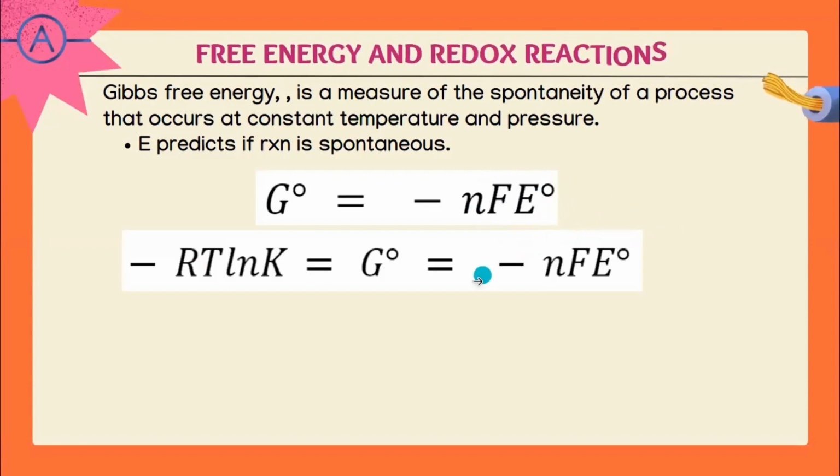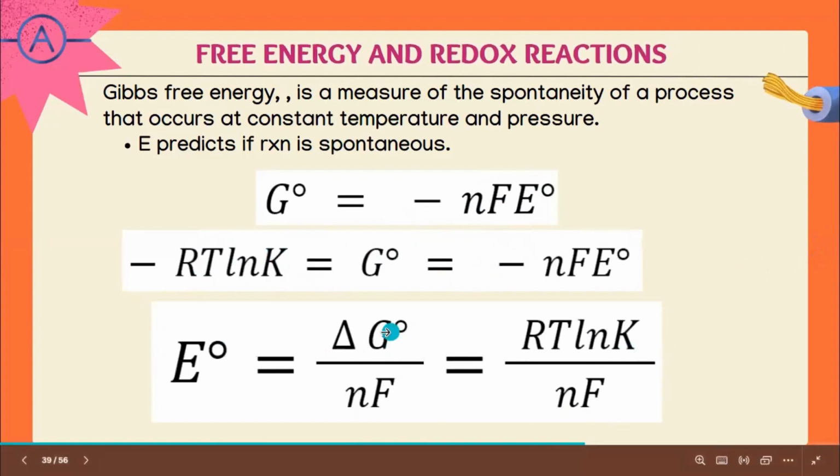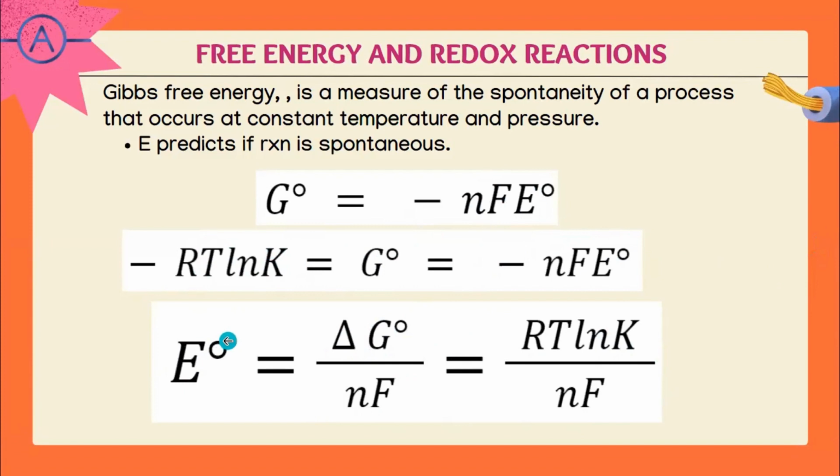At the same time, G is also related to the equilibrium constant K, where the Gibbs free energy is determined by multiplying the universal constant R to the given temperature and by multiplying it to the natural log of the equilibrium constant K. So this is the given equation if we want to determine the electric potential. Or we can also rearrange this equation depending on the conditions that we are given.